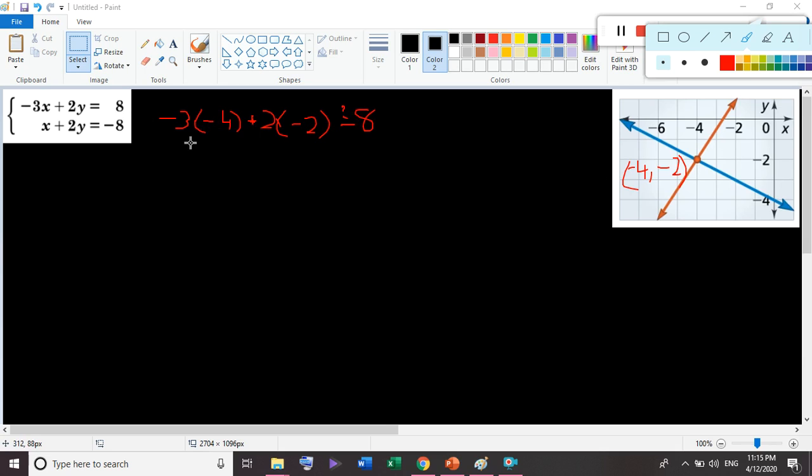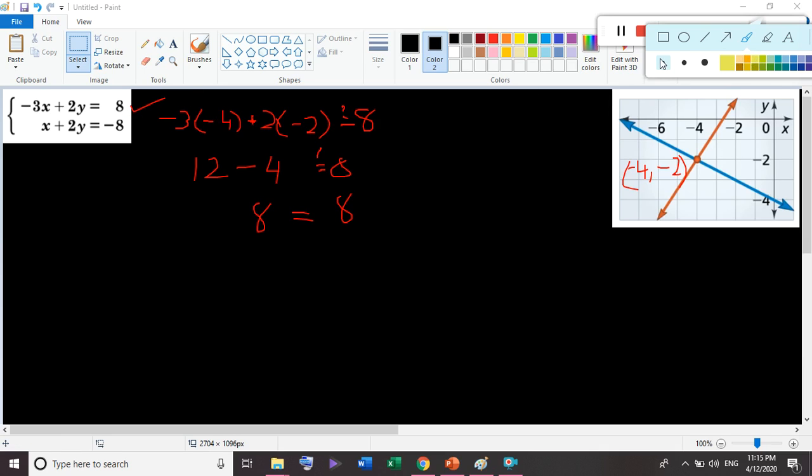So -3 times -4 is going to be 12. 2 times -2 is going to be -4. Is it equal to 8? 12 minus 4 equals 8. So 8 equals 8. So the first equation is true.